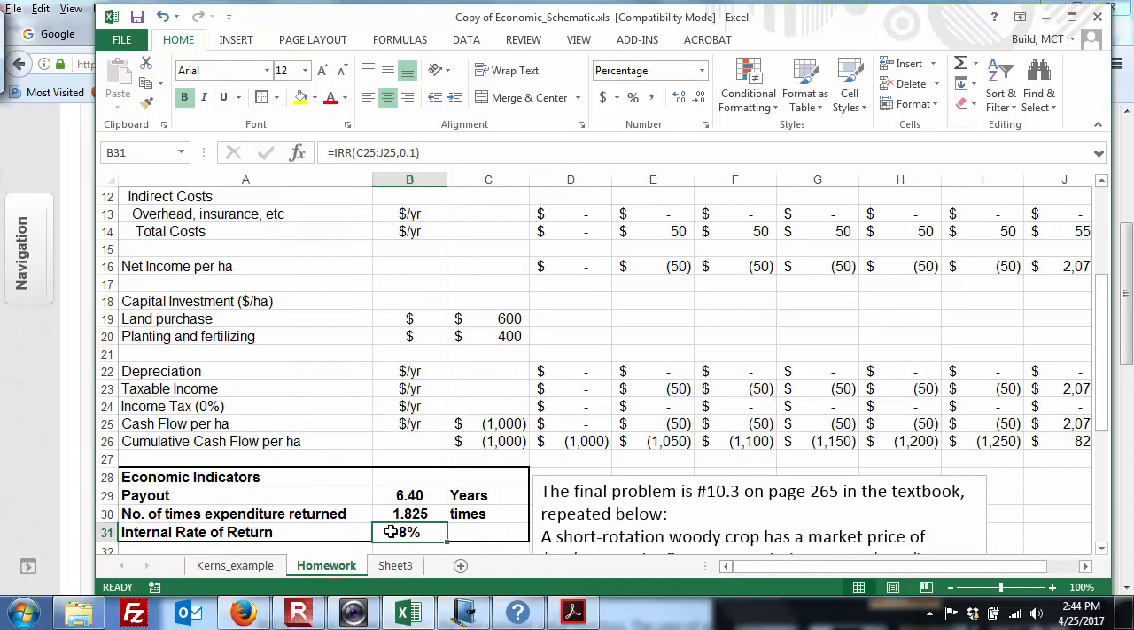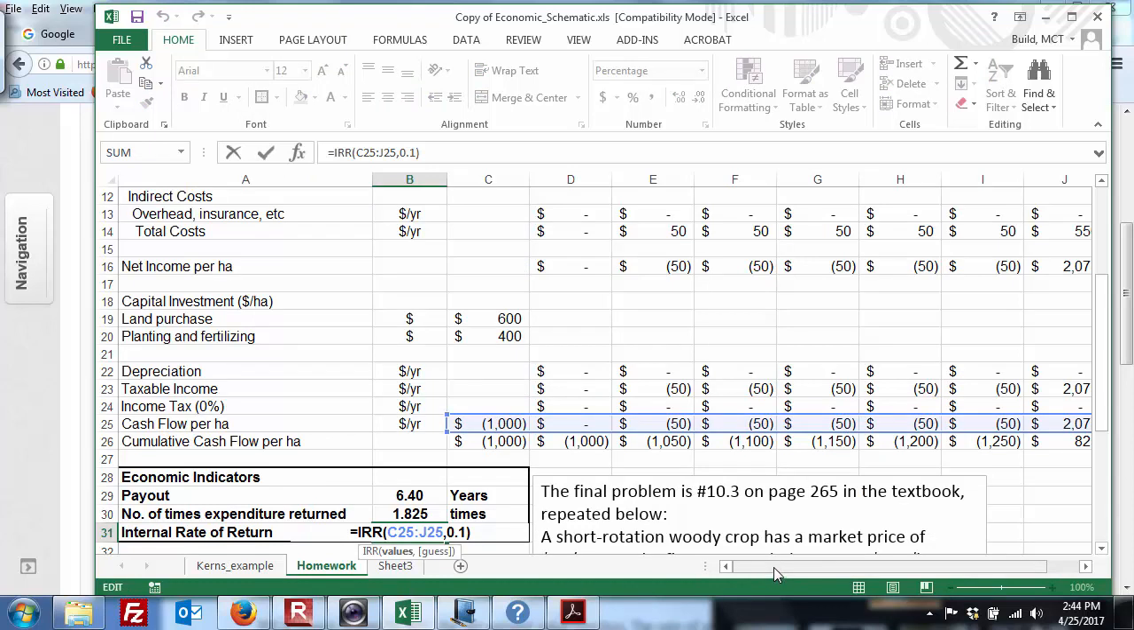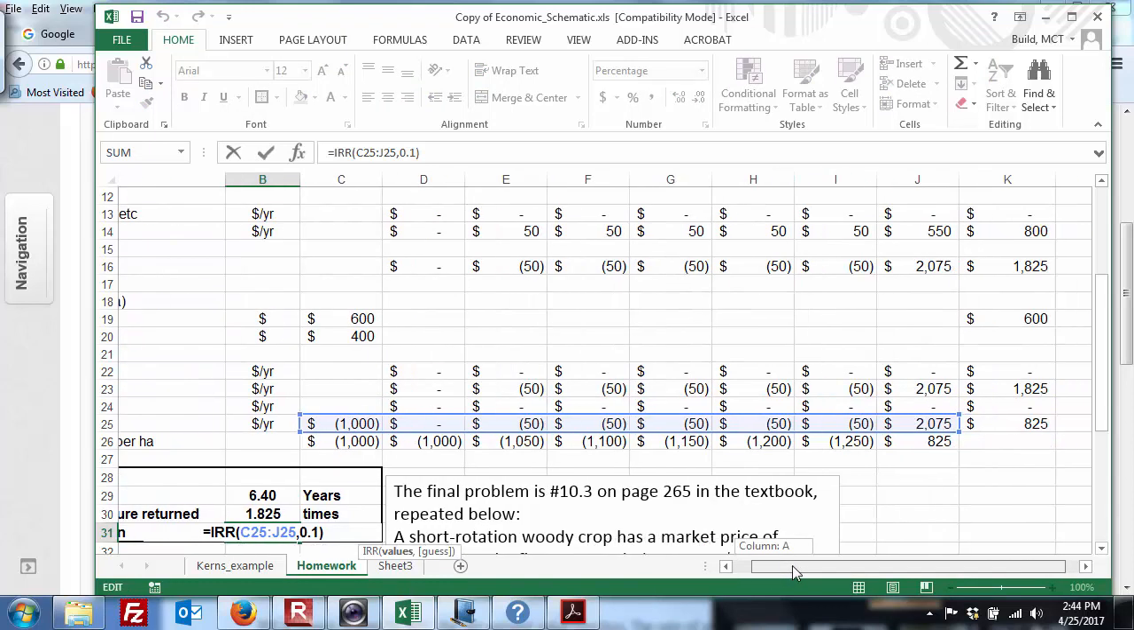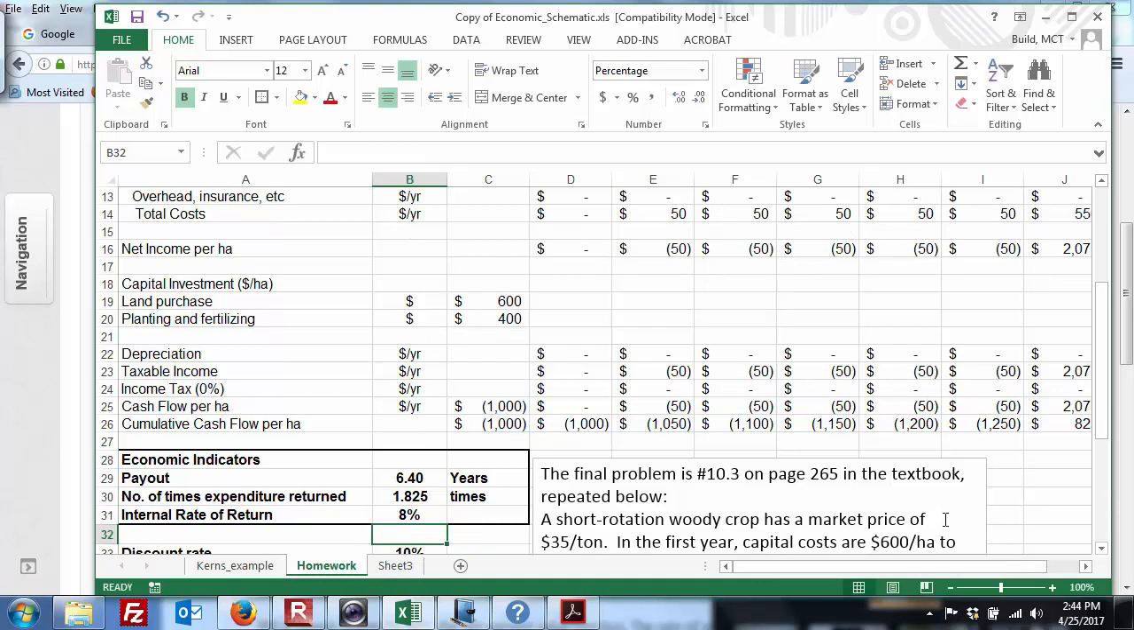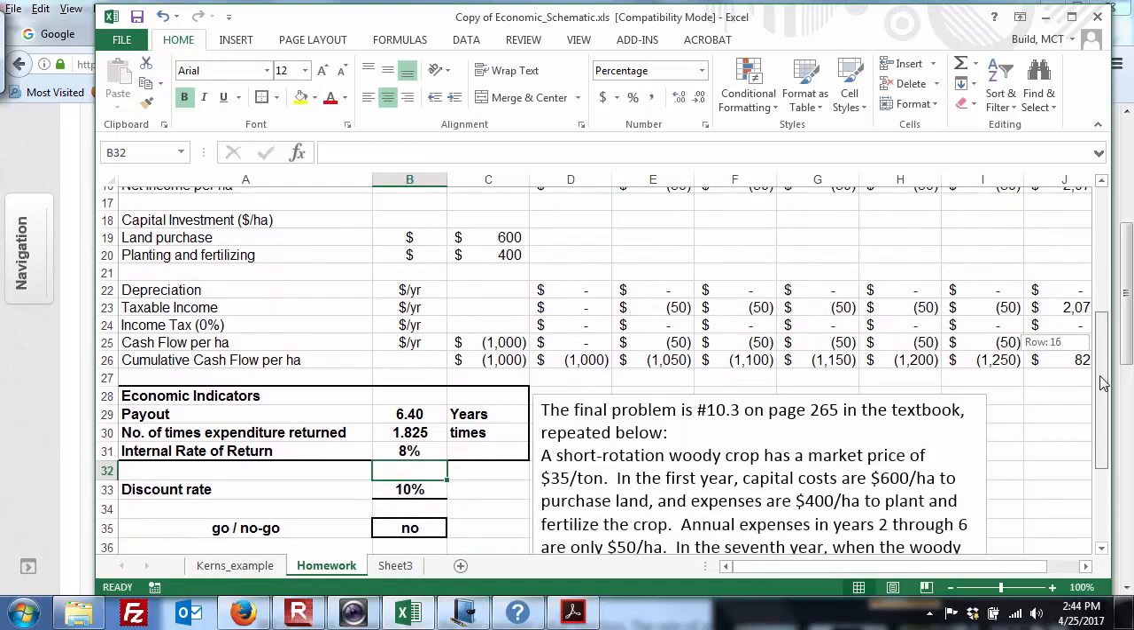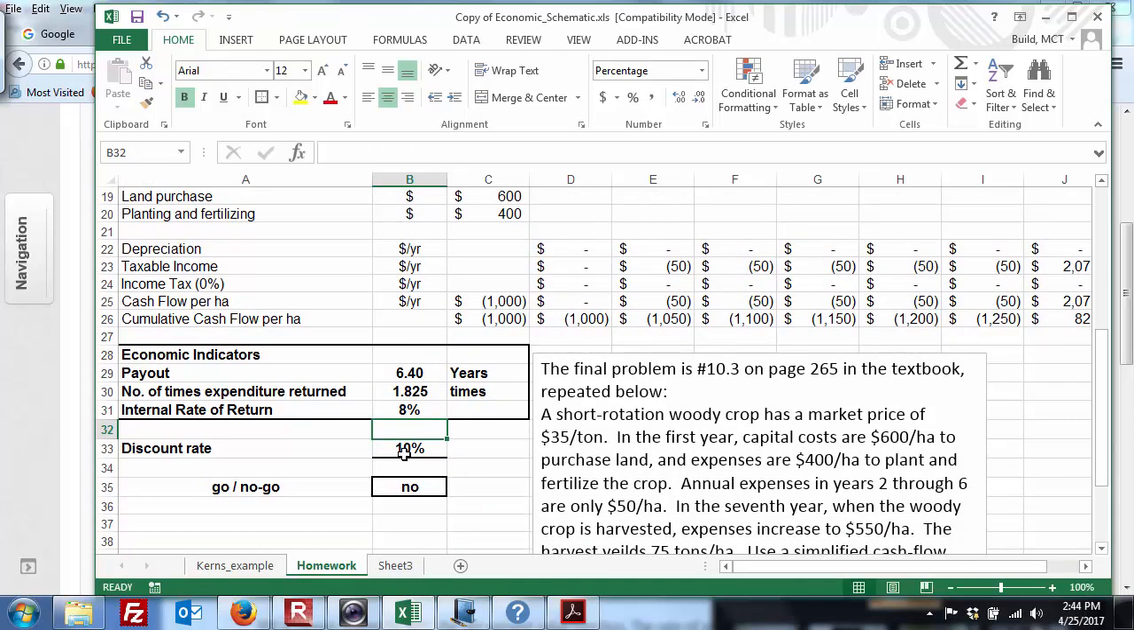And the IRR, I dragged that from year 0 all the way out to year 7. I use that same 0.1 as a guesstimator. The discount rate was 10.